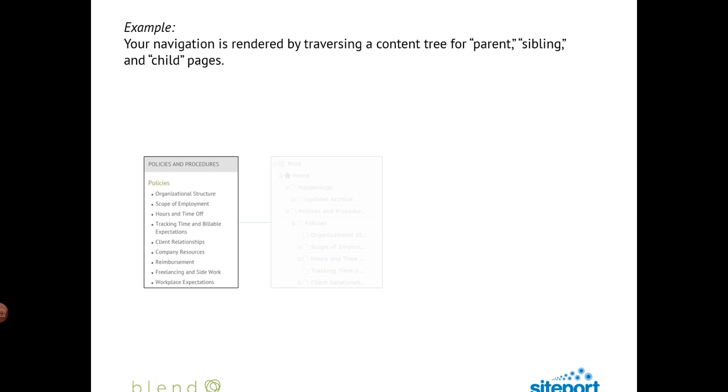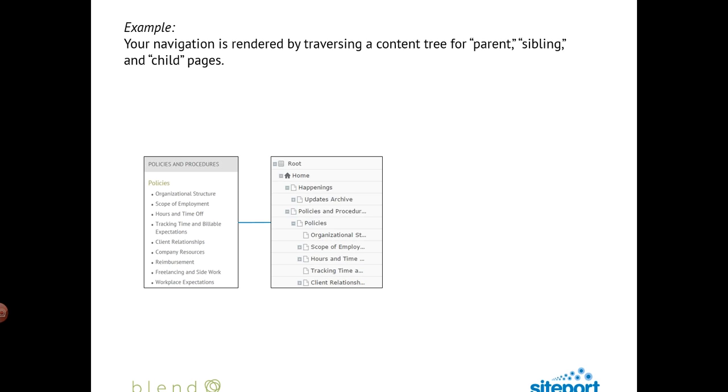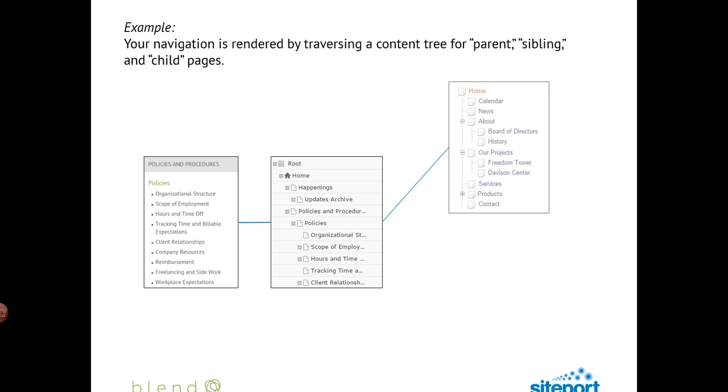And here's a perfect example, again from my intranet. In this picture, this is a menu in my intranet. We're in the policies and procedures section. There's a policy subsection, and a list of pages in the policy subsection. Our navigation is rendered by traversing a content tree for parent, sibling, and child pages. This is the content tree out of Episerver, which our intranet is built in. You see we have a policies and procedures section with a policy subsection, and then a list of pages underneath that.